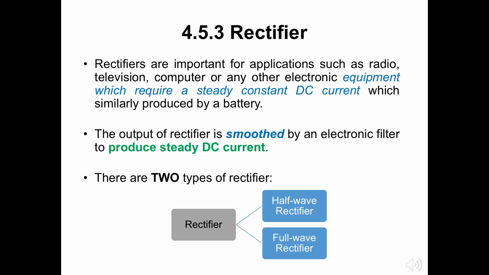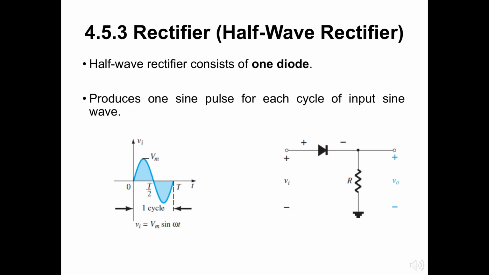In general, we can say that the output of a rectifier is, in brackets, smoothed by an electronic filter to produce steady DC current. For this lecture session, we will consider there are 2 types of rectifier. There are half-wave and full-wave rectifier. The first is the half-wave rectifier.